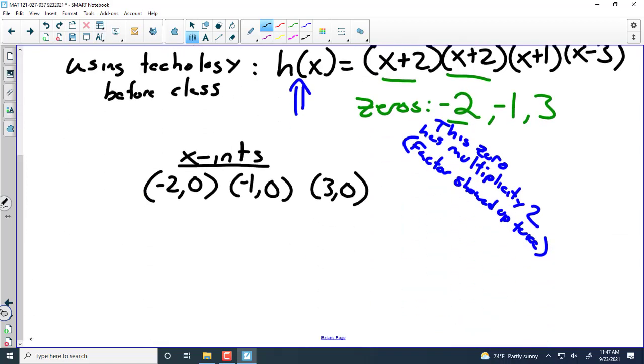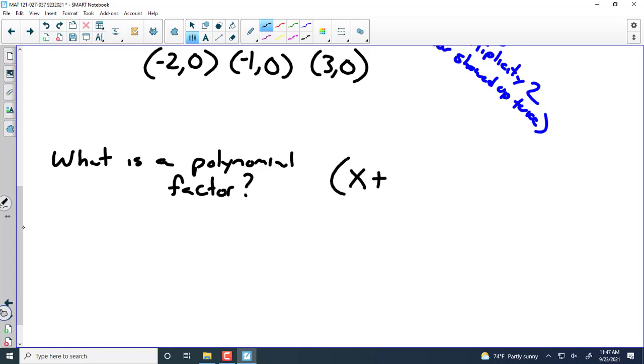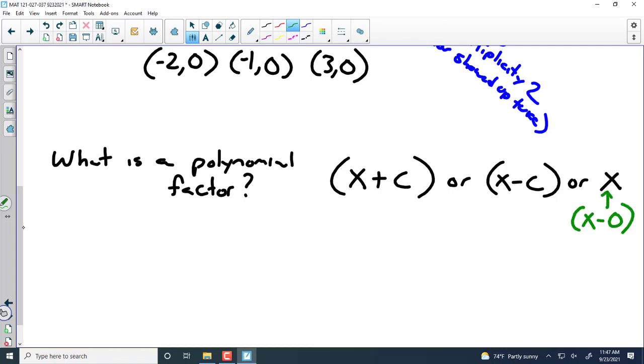Let's get some vocab clear before we move into this, because I want to make sure everyone's on the same page. What is a polynomial factor? What is the factor of a polynomial? It's going to look like this. X plus a number, or x minus a number, or just an x. A factor of a polynomial is going to be x plus a number, x minus a number, and every now and then it will just be an x, but it does have to have an x in it. If it helps you, you can think of this one right here as x minus 0. So it does look the same, we just don't bother to write the 0. That's what a factor is.